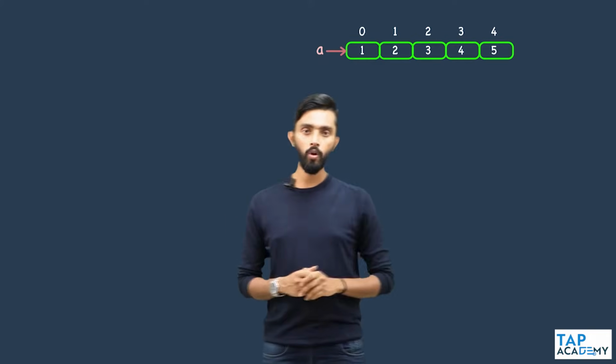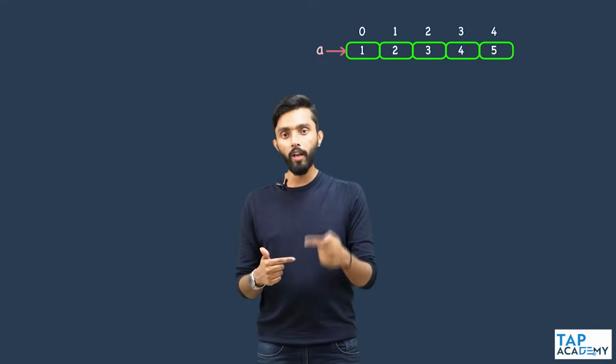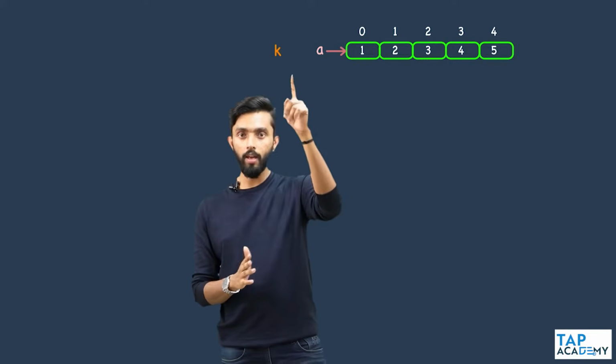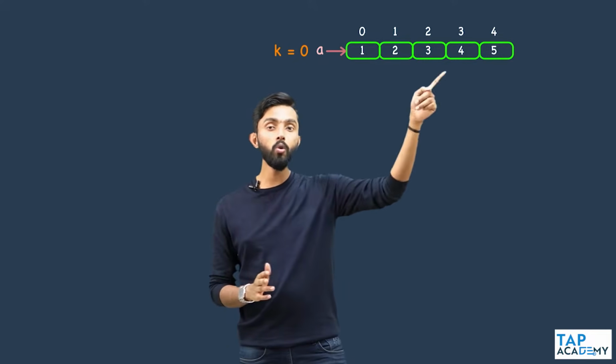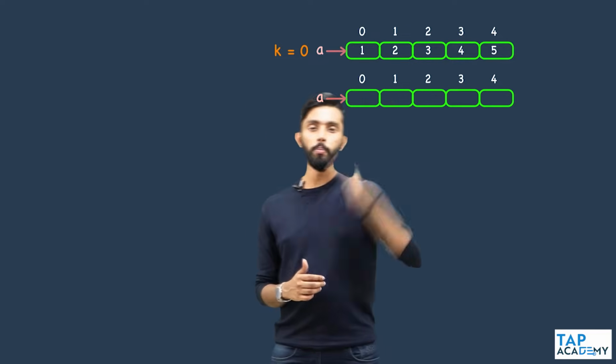What do I mean by this? This is my original array. Let us assume that the number of times the array has to be rotated by is denoted by a value k. So this is k, and k is 0 because I have not rotated the array even once. So k is 0. Now I am just creating a copy of the array.